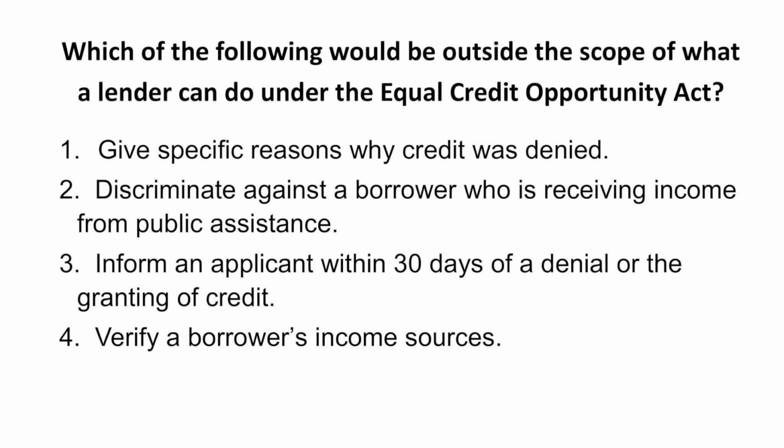Which of the following would be outside the scope of what a lender can do under the Equal Credit Opportunity Act? Remember the ECOA. So again, let's read it together again. We did not exactly cover this on this video, so we're going to teach it now. Which of the following would be outside the scope of what a lender can do under the Equal Credit Opportunity Act? Number 1, give specific reasons why the credit was denied. Number 2, discriminate against a borrower who is receiving income from public assistance. Number 3, inform an applicant within 30 days of a denial or the granting of credit. Number 4, verify a borrower's income sources.